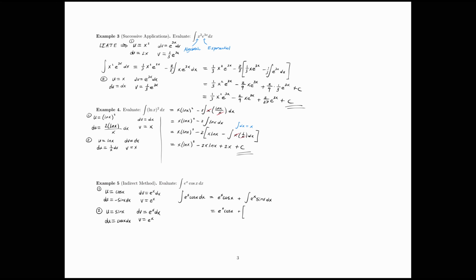So this would be u times v, so sine of x times e to the x. I always like to put my e to the x's in front for some reason, minus the integral of v du.